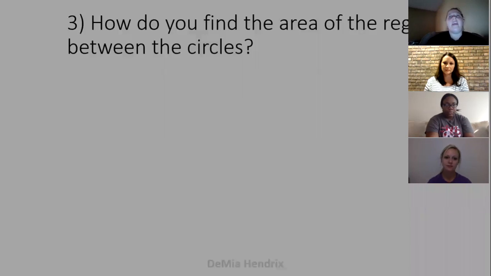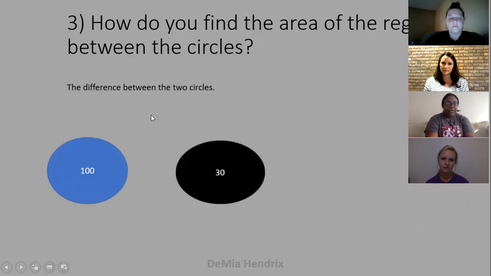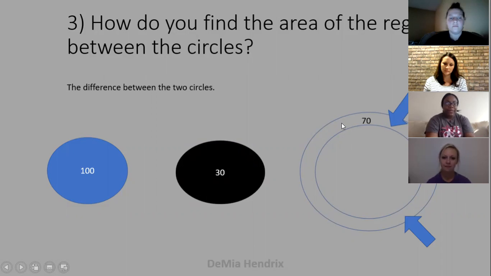Demia, how do I find the area of the region between the circles? Okay, so let's say we have 2 circles. We have one circle being 100 and the other one being 30. So we're trying to find the difference between the two. You subtract those, and you're going to end up with 70. So in this particular one it is 70, and that is the difference between the 2 circles, the area of the region.